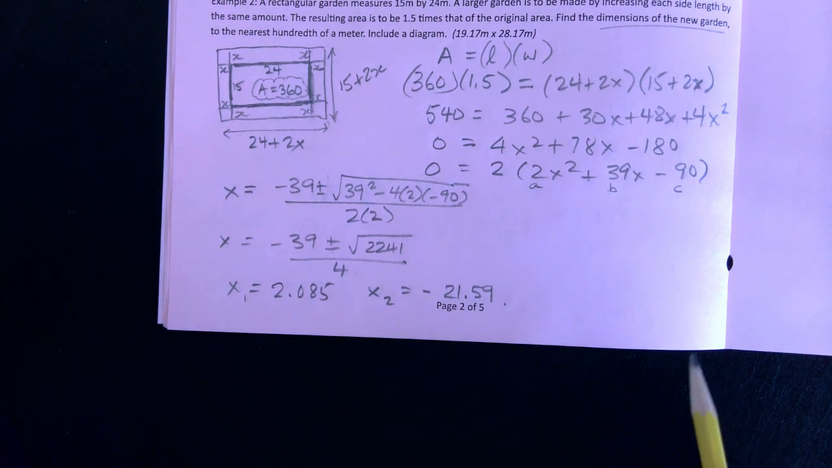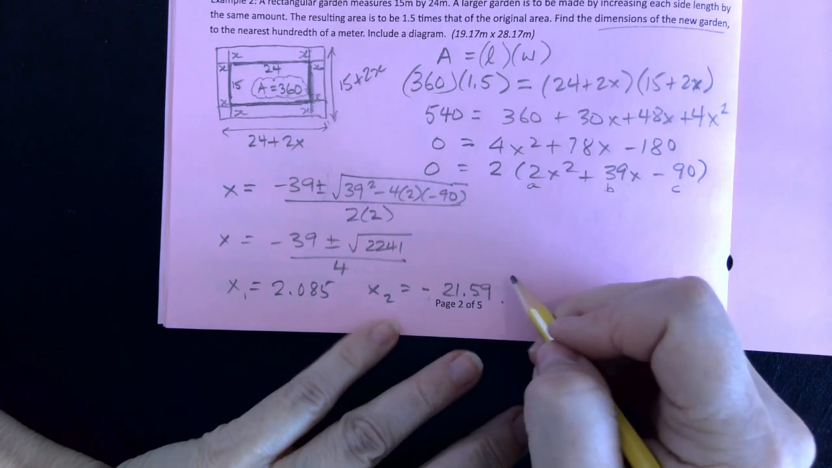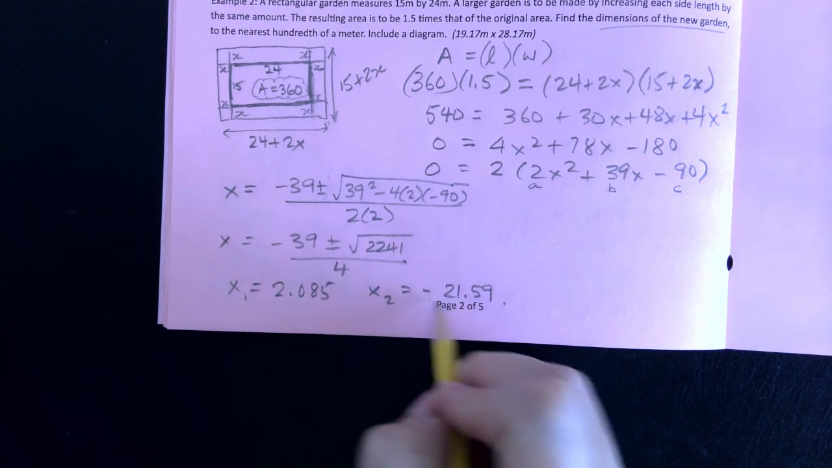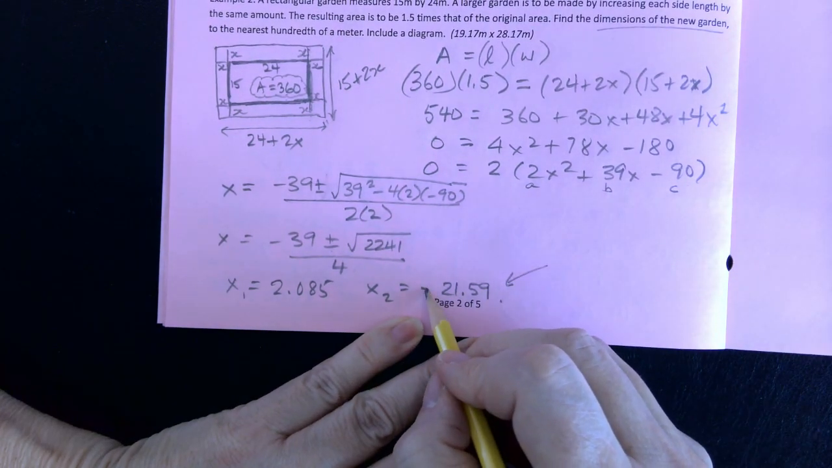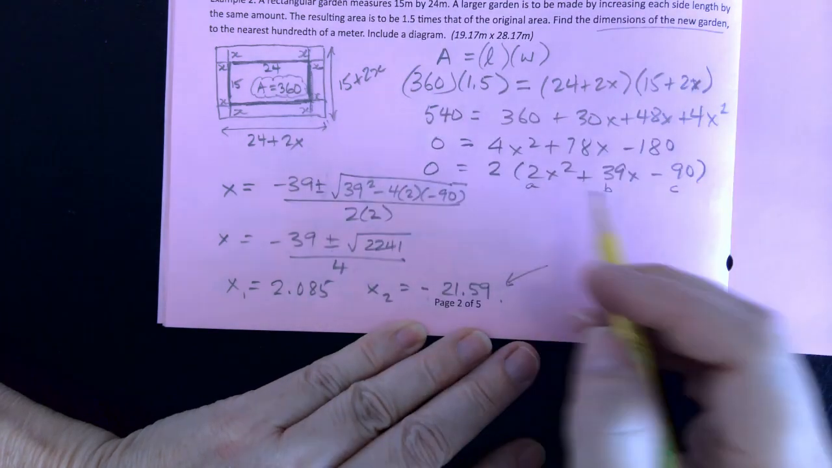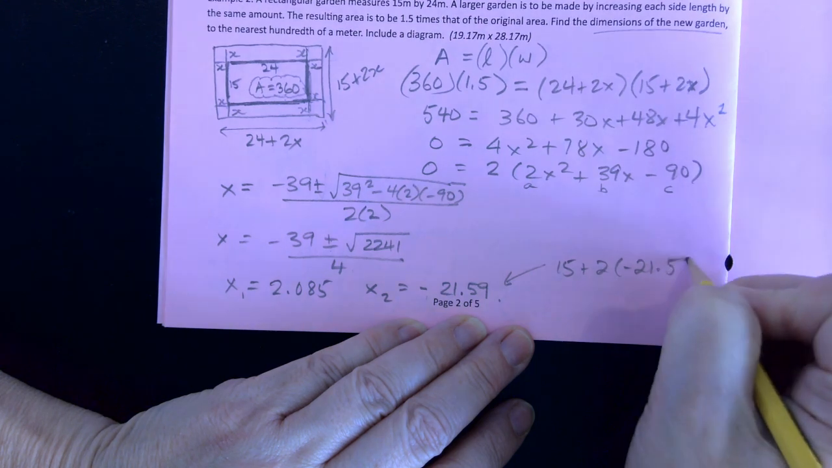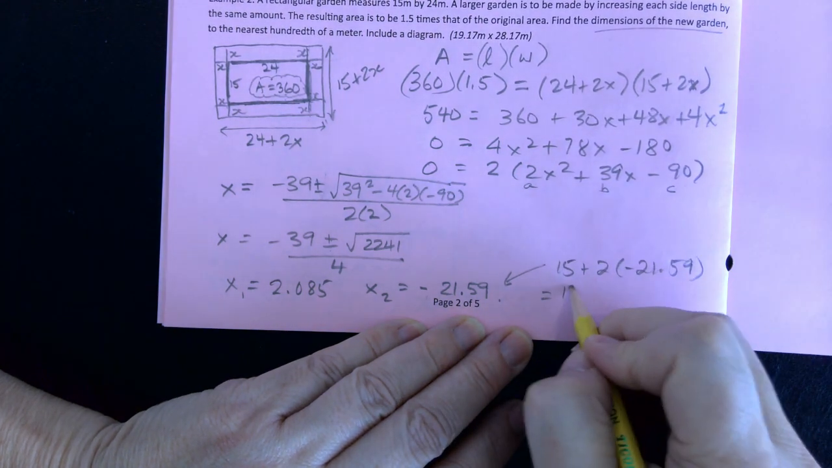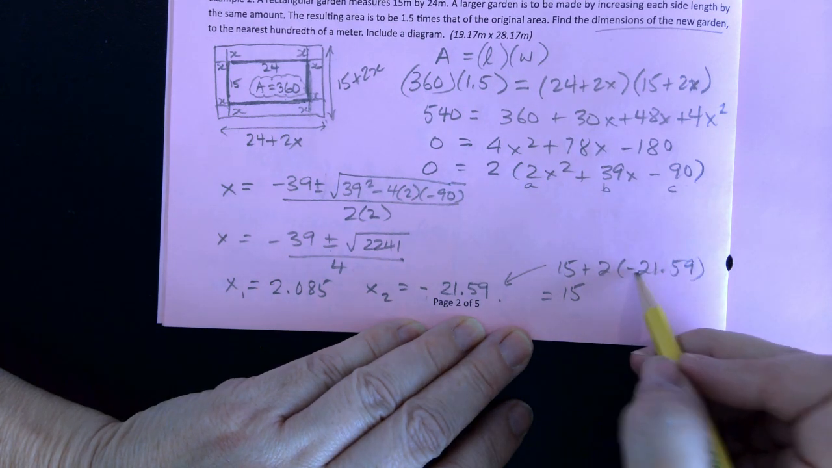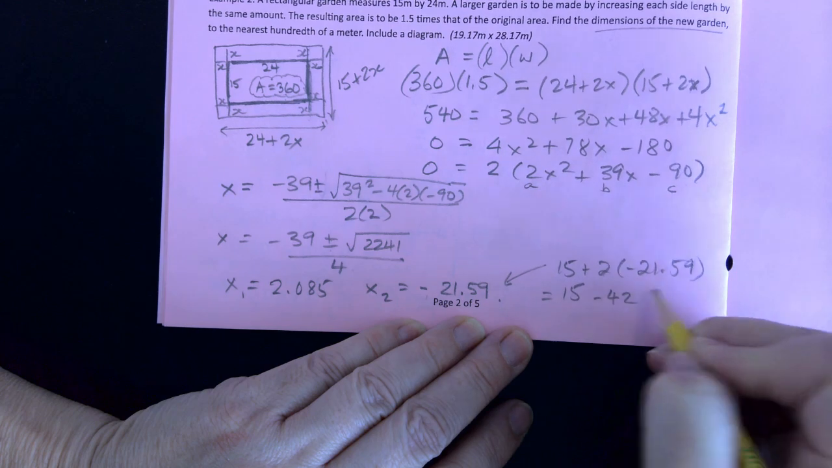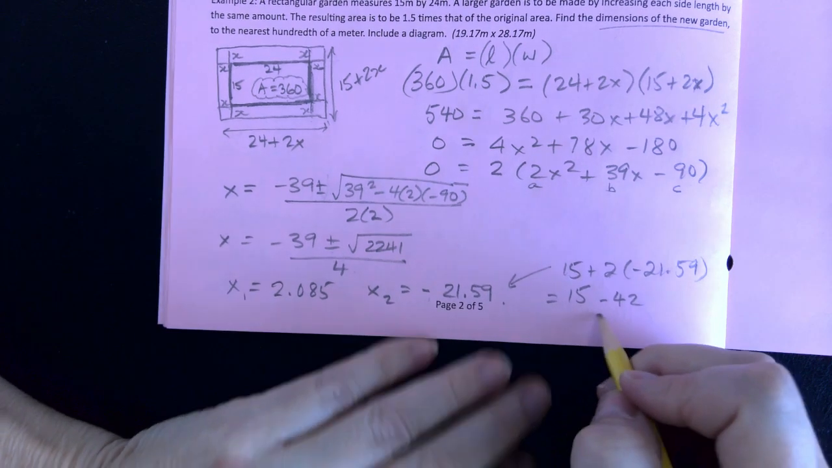Okay. X2 is negative. This guy's looking a little sus to me, because if I put a fairly large negative number into either one of these, I'm just going to test it on the width. 15 plus 2 times negative 21.59. Clearly that's going to become negative. Even if I disregard the 0.59, twice negative 21 is negative 42 point whatever. But clearly that's negative.